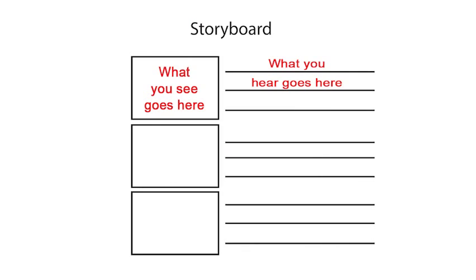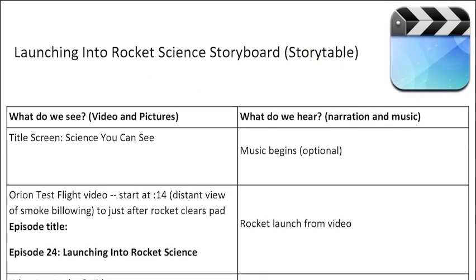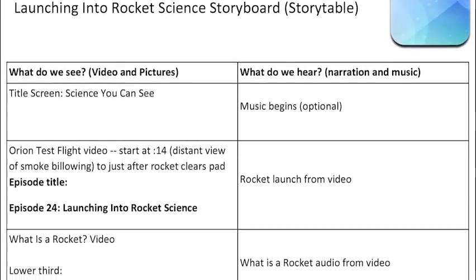A 2-column storyboard is a good next step. I like to write what I'm going to see in one column and what I'm going to hear in the other. For easier reference, add a 3rd column for the scene number. Here's my storyboard for the production we'll make today.